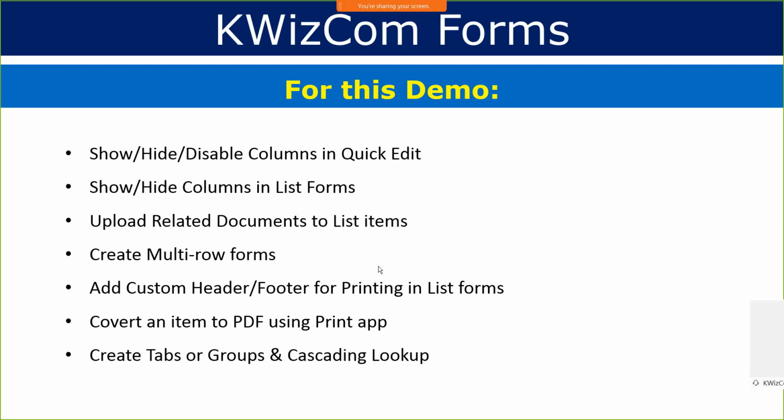We'll then see how we can create multi-row forms, and you can make the printing very beautiful by adding a header and footer to the list form. I'll show you that. It's pretty cool. Then we'll see how we can convert that item to a PDF, so you do not just use that and then print, you can print as a PDF form. And finally, we'll see how we can create various tabs and groups, and we'll see a cascading lookup example.